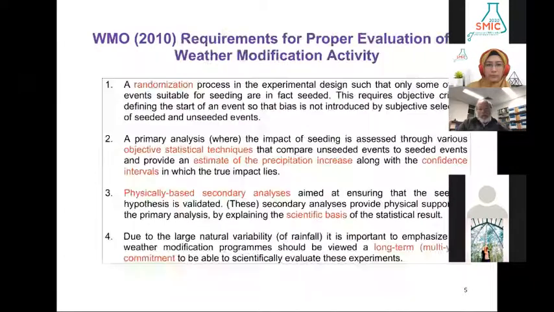and how it might help. So here are the WMO requirements for proper evaluation of a weather modification activity. First of all, you have to have some sort of randomized experimental procedure for deciding whether you actually have increased the rainfall or not. The primary analysis of the data obtained in such an experiment should be based on objective statistical techniques. And it should provide an estimate of increased rainfall on the ground and confidence intervals, so some assessment of the true impact of the rainfall increase can be obtained.